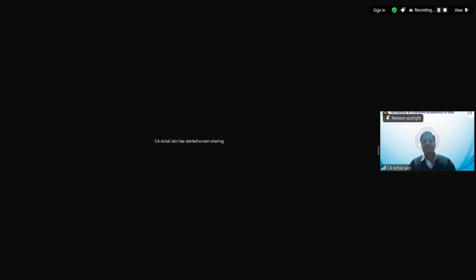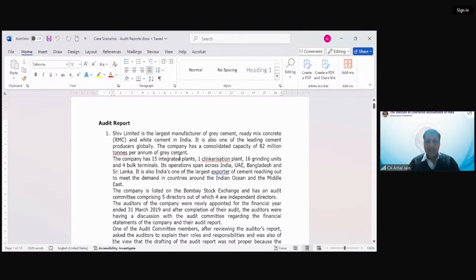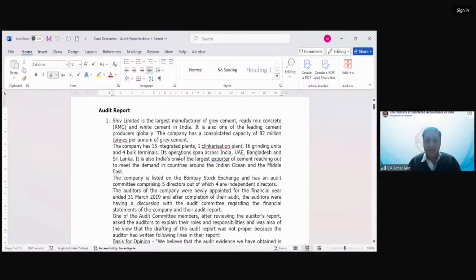Okay, so now this one. This company Shiv Limited is a manufacturer of gray cement. It is one of the leading companies and has a great capacity. The company has various plants, and some information is available. The company is also operating across countries, and in India, it is one of the largest exporters.